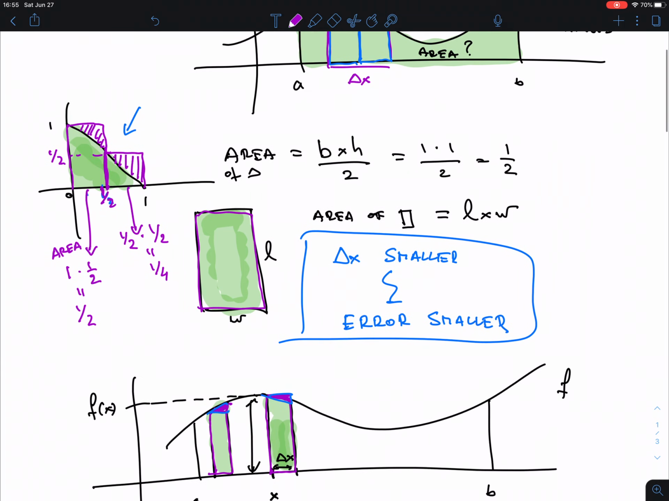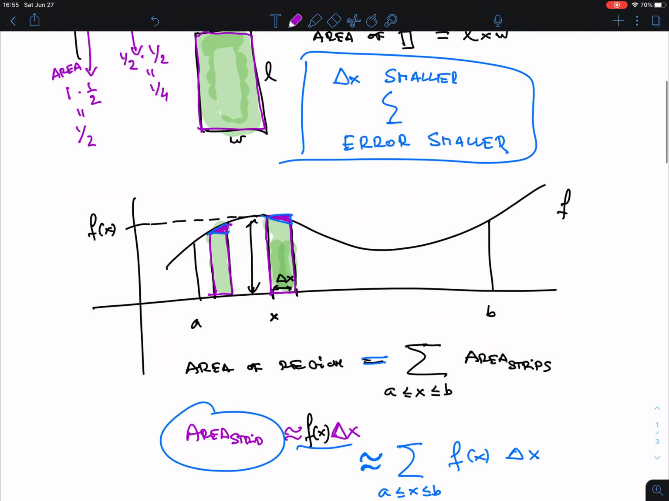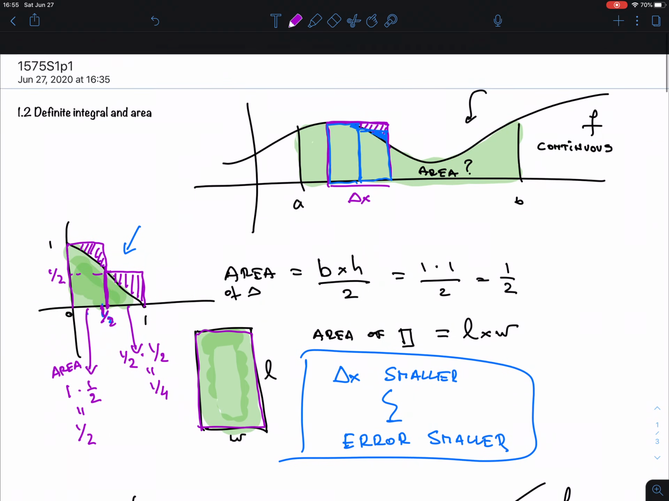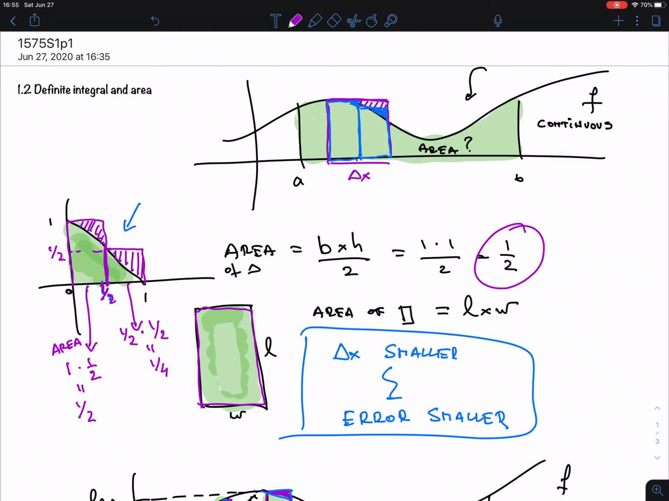So we see that if I would write down this sum here, in our purple case it would be a half, the first strip, plus 1/4, the second strip. That is 3/4. And what was it supposed to be? Oh, a half. Oh, that's not correct. But clearly it's not correct because I've made mistakes.